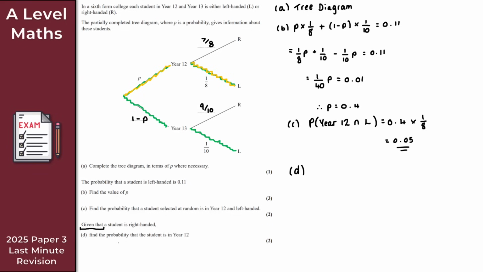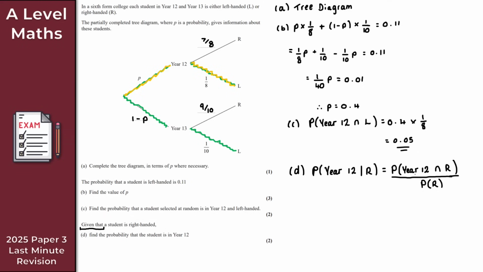So we're given that a student is right-handed, and then for part D here, we want to find the probability that the student is in year 12. So what I'm looking for here is the probability that the student is in year 12, given that they're right-handed. So for conditional probability here, this would be equal to the probability then that they're in year 12 intersection R, because we're looking for the probability that they're in year 12 and right-handed. And what we do here then is we divide this then by the probability that they're right-handed.